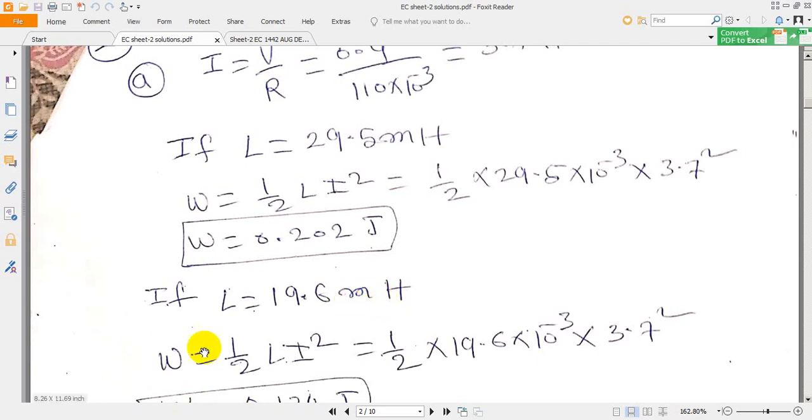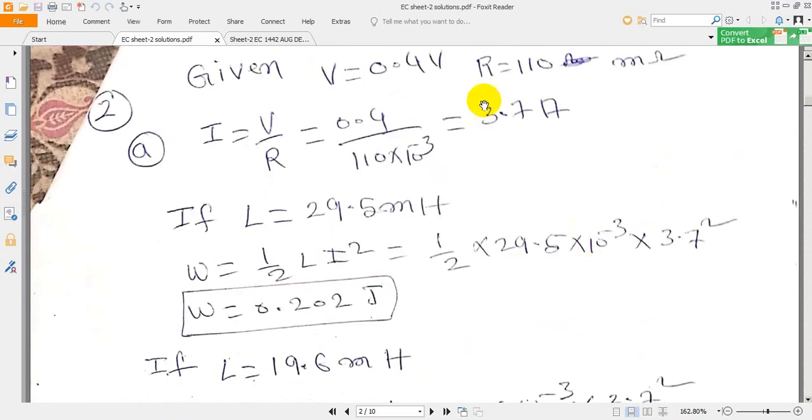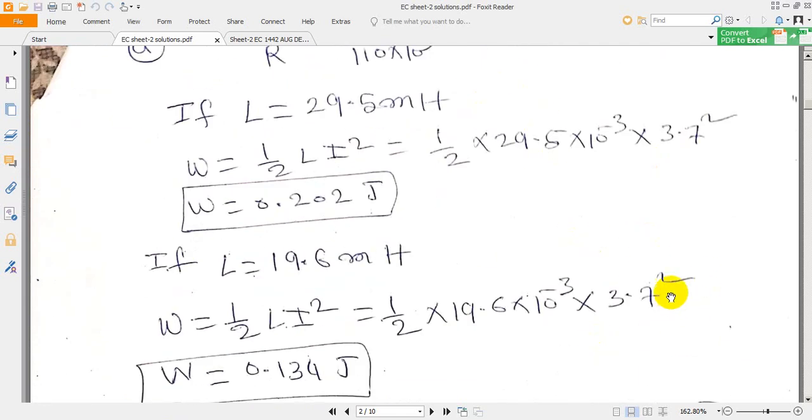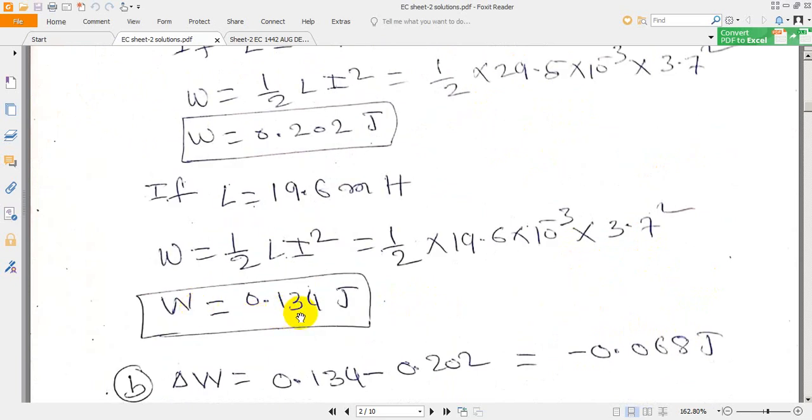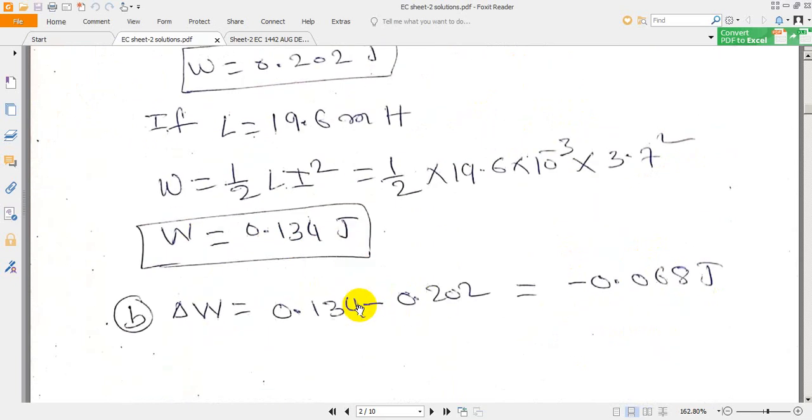Now let us evaluate the energy. Energy is equal to half into L I square, half into L constant value into I square. Current has been changed from 6 amperes to 3.7 amperes. This is the 3.7 square. When you evaluate this, you will get energy is equal to 0.134 joules.